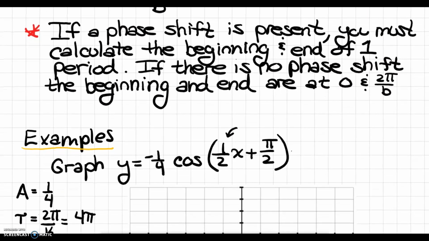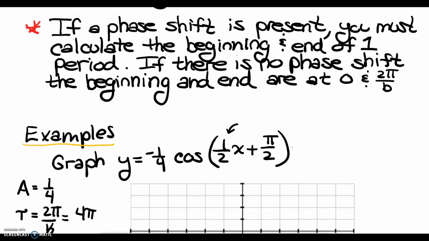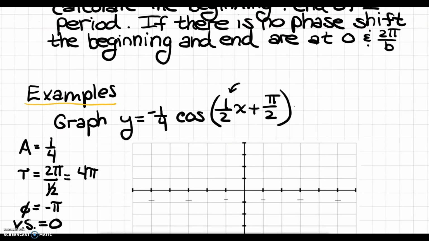So a key point here is if you have a phase shift, if that's present in your equation, you must calculate the beginning and the end of one period so that you know where to start and end. If there is no phase shift, the beginning and end are at 0. The beginning will be at 0 without any phase shift, and the end of the period will be 2 pi over b, which is just your period calculation.